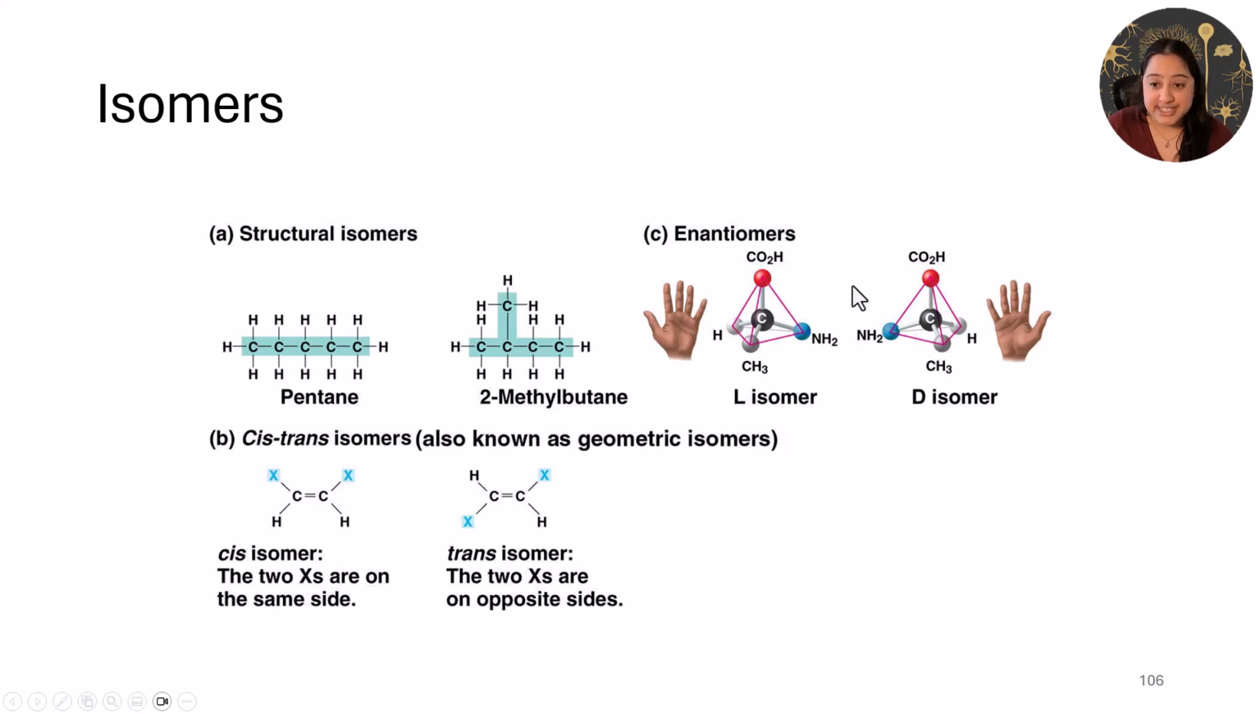And then enantiomers are basically the same, but they're mirror images of each other. In chemistry, we can call one the L isomer and the other one the D isomer, based on, I don't even remember what. Again, that's a chemistry problem. But enantiomers are mirror images of each other.